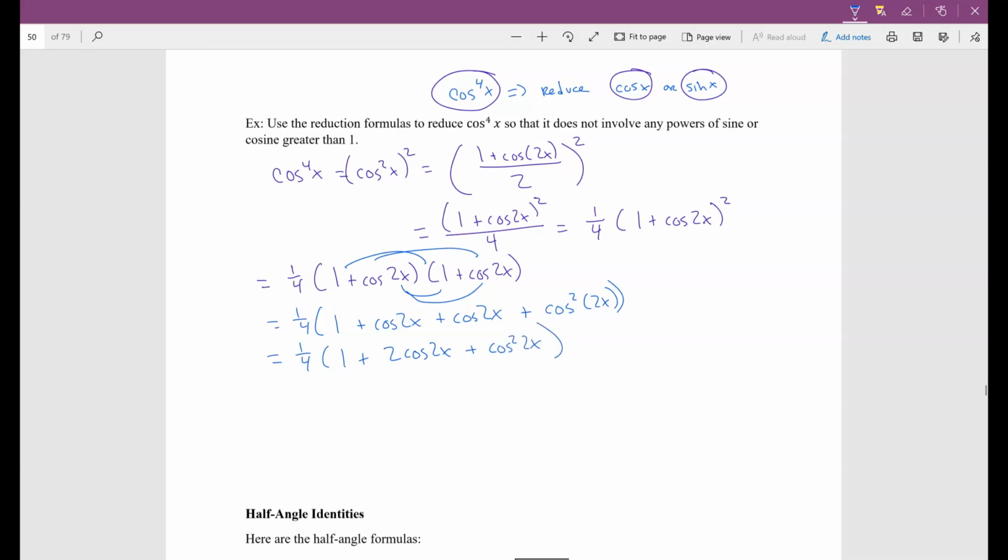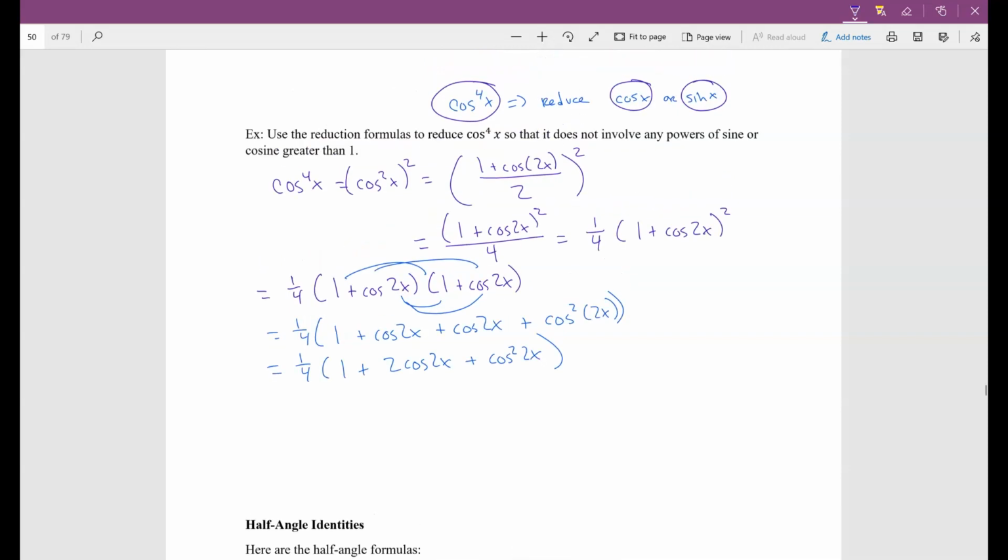Notice that I'm still not done because I need to get rid of that squared. So I'm going to use this double angle identity again. So I'm going to have 1/4, 1 plus 2 cosine 2x. Now, what is this guy going to be? Well, I know that cosine squared x is equal to 1 plus cosine 2x over 2. However, what is cosine squared of 2x? Notice that here there was a 1 and this was a 2, so it kind of doubled. So if this was a 2, what is the next one going to be? It's going to be a 4. So it's basically just doubling.